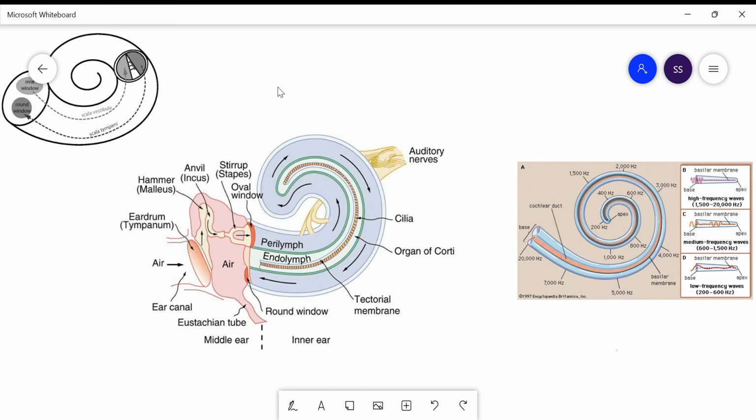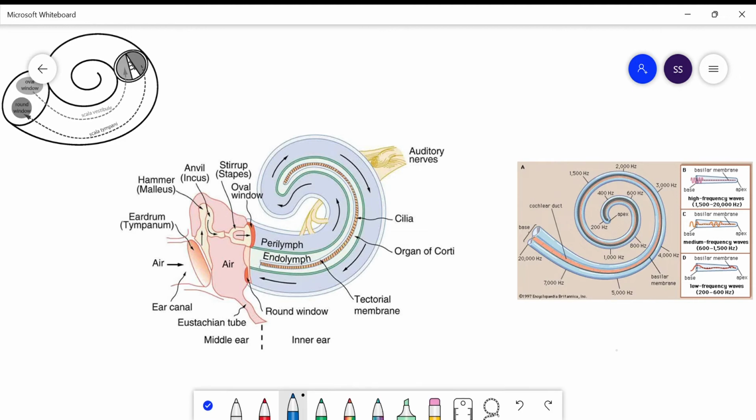Hey guys, welcome back. Today I'm going to talk a little bit about the hearing apparatus, and we're going to look into the interpretations of Weber's and Rinne's tests, which are tests to detect the kind of hearing loss.